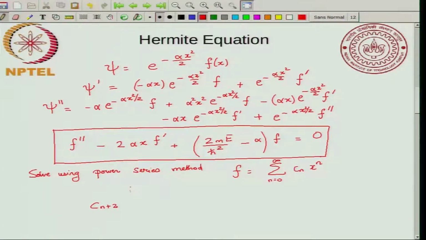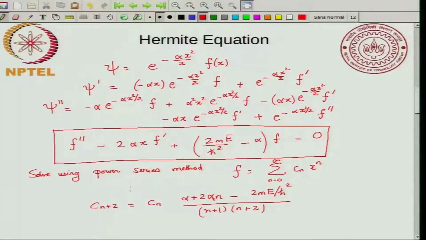When you substitute this, I encourage each of you to go back and try all these steps. C_(n+2) equals C_n times (alpha + 2n alpha - 2mE/h bar squared) divided by (n+1)(n+2). Now let me write it nicely, and also write the alpha a little nicely. So what you have is this expression.